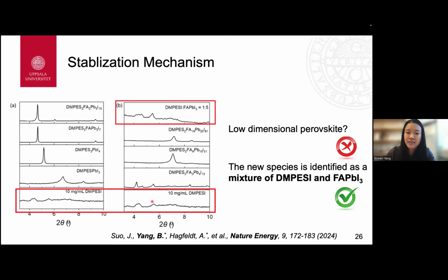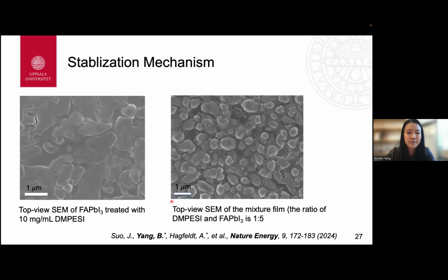So we define this new species as a mixture of DMPSI and formamidinium lead iodide. This is very different compared to the formation species of previously reported materials upon surface treatment on perovskite. So this statement can also be proved by the SEM images because both films show very similar morphology.